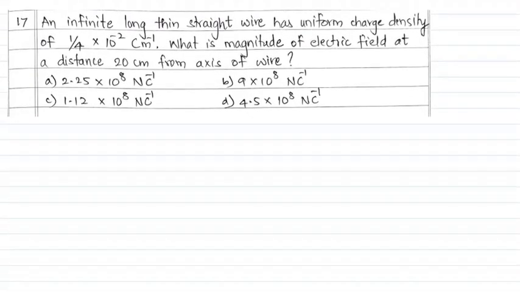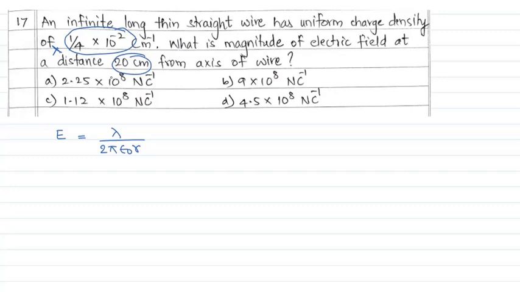An infinitely long thin straight wire has uniform charge density 1 by 4 into 10 raised to minus 2. He has given lambda. Find the electric field at a distance of 20 centimeters. The electric field due to a thin long wire is given by lambda divided by 2 pi epsilon naught into r. Now substitute the values and simplify.